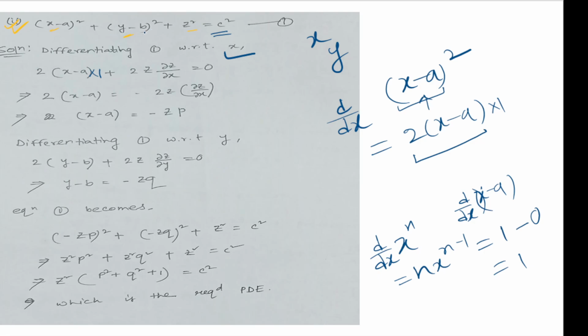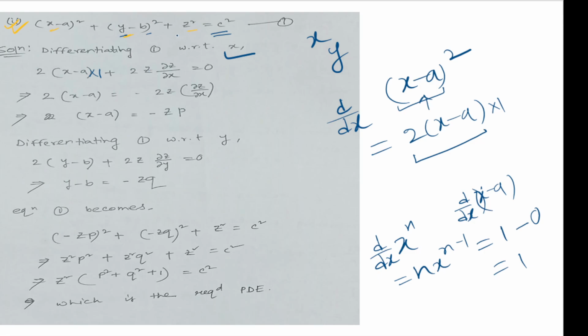Here you have got y and b, and there is no x in this entire term. So I will treat it as a constant because I'm differentiating with respect to x, and I don't see any x here. The differentiation of this term with respect to x is simply 0. So I don't write anything here.